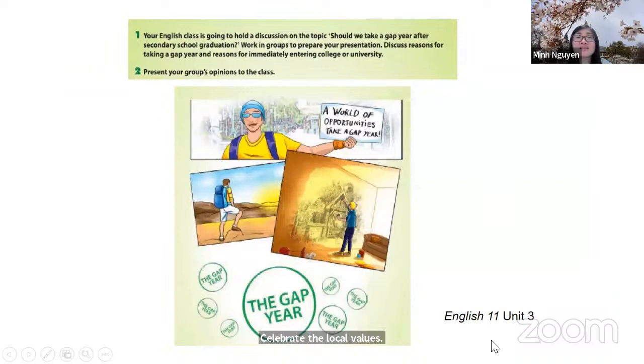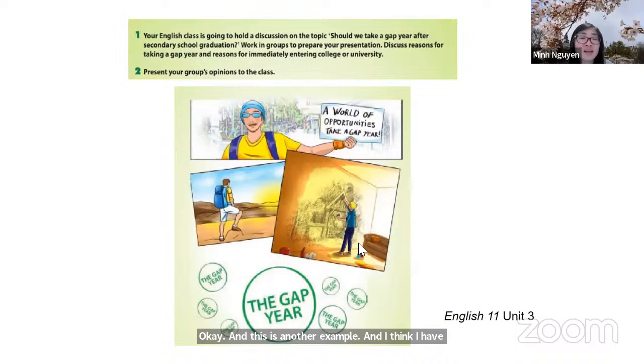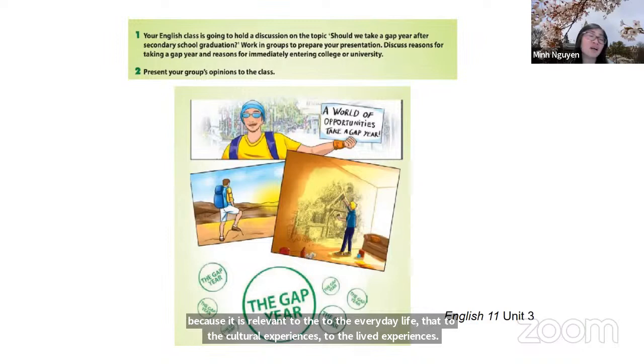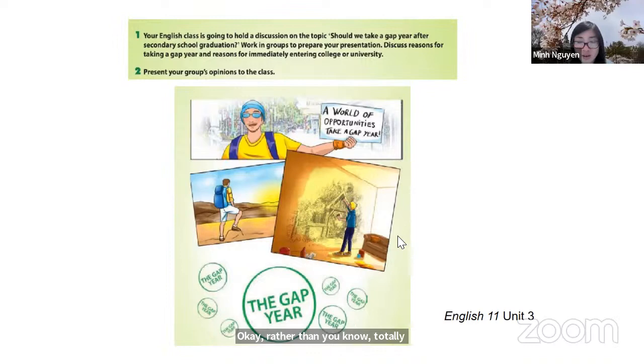Okay, and this is another example, and I think I have shown you previously, all right? It uses a topic that is totally foreign, totally unfamiliar, and non-relatable to the local students. And this is something that we want to avoid when we write our own materials. We want to choose a topic that our students can relate to, because it is relevant to their everyday life, to their cultural experiences, to their lived experiences, rather than a concept that they can't make sense of, okay?